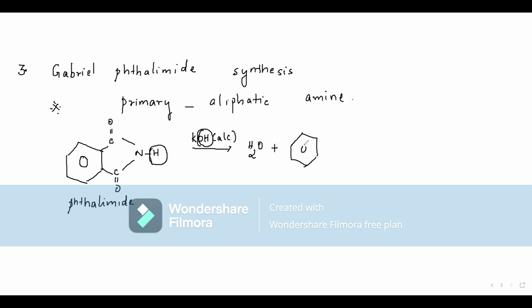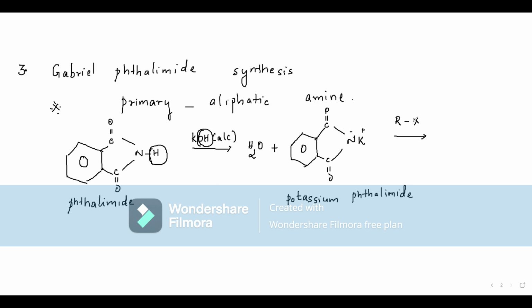You will be getting the phthalimide itself, C double bond O, N, but no H there. Instead, it is a K. Now this will be an ionic bond. N will have a minus charge, K should get a positive charge. Now, that is potassium phthalimide.